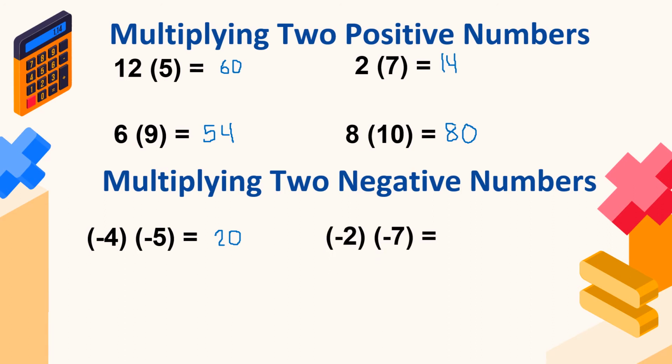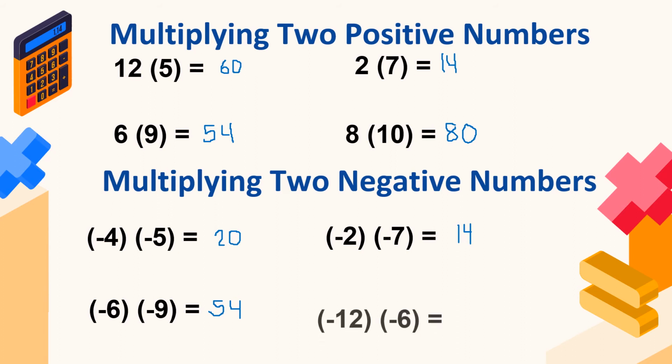Next, negative 2 times negative 7 will be 14. And since pareho ang sign, kaya positive ang sagot. Negative 6 times negative 9 is equal to positive 54. So, kahit pareho ng positive, pareho ng negative, still positive pa rin ang sagot. And negative 12 times negative 6 will be positive 72.